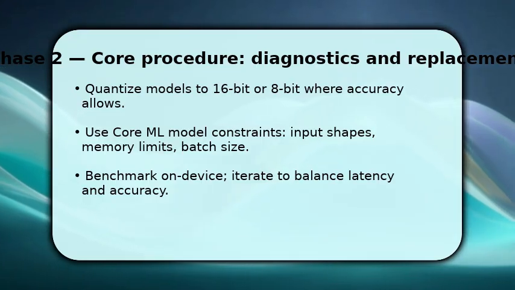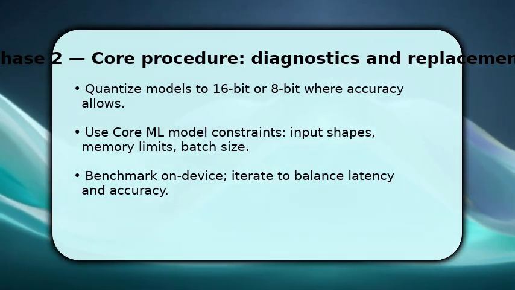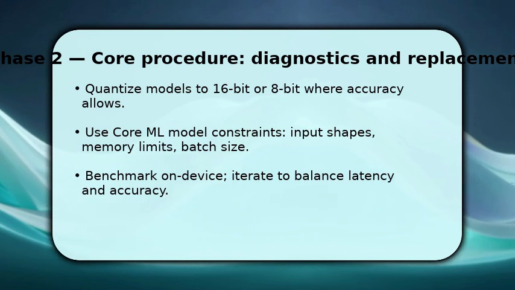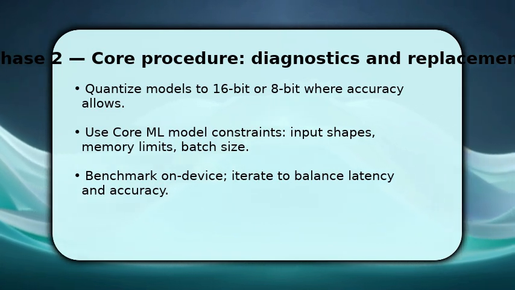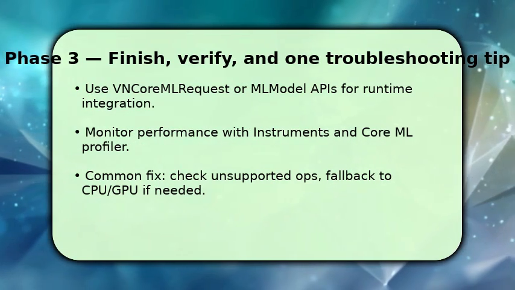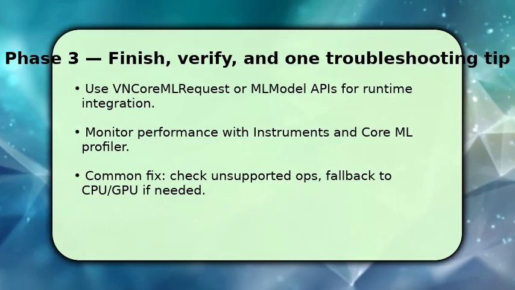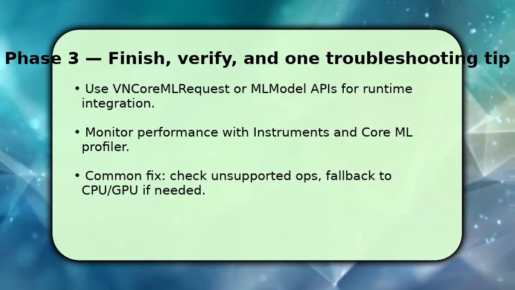Then, run real benchmarks on the device, measure latency and throughput, and iterate. Make sure to profile hotspots so the ANE, CPU, and GPU are balanced. You finish by integrating the optimized ML model into your app using VNCoreMLRequest or the MLModel prediction APIs so requests dispatch to the ANE.